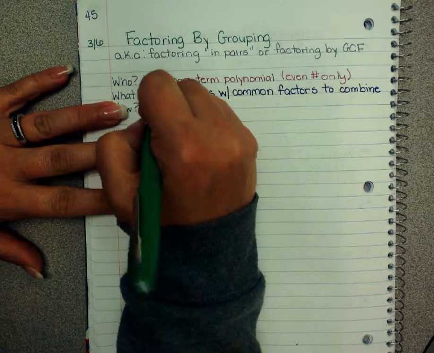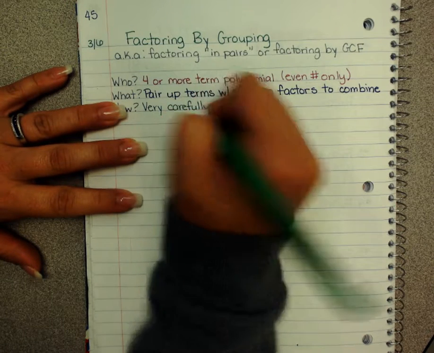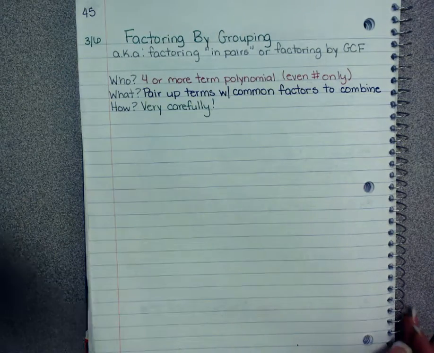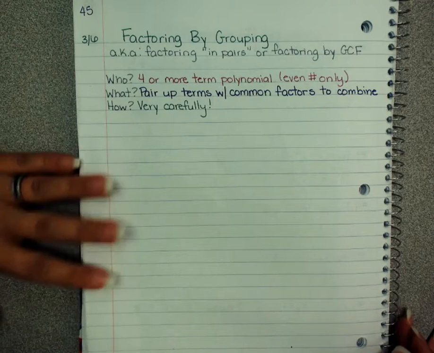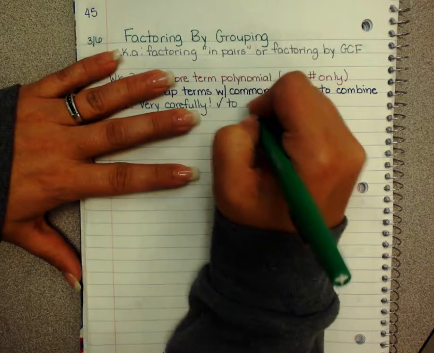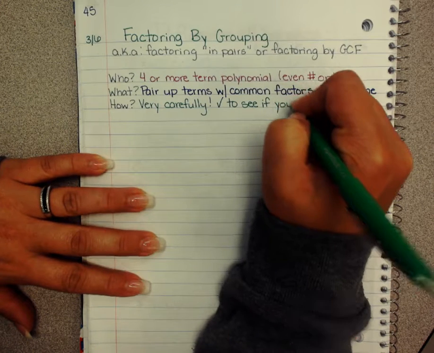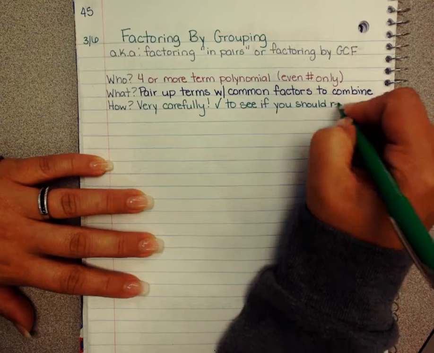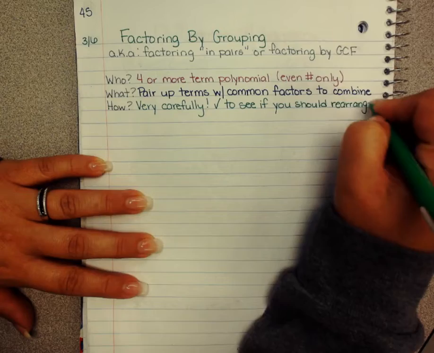And then the how. First thing with the how is to go very carefully. We want to make sure that we are taking the correct signs with us. If it has a certain sign, we don't want to forget it and pull out the wrong GCFs. So we need to check to see if you should rearrange. We want to make sure that our friends are sitting next to each other and our enemies are sitting very far apart.